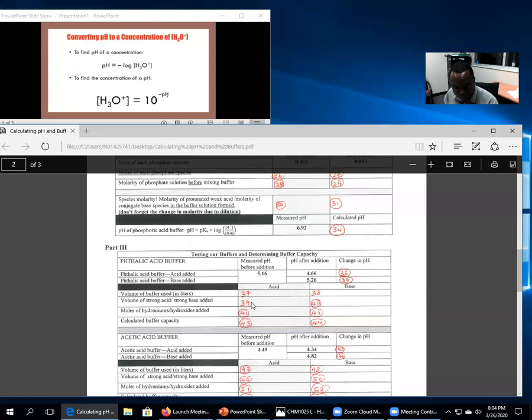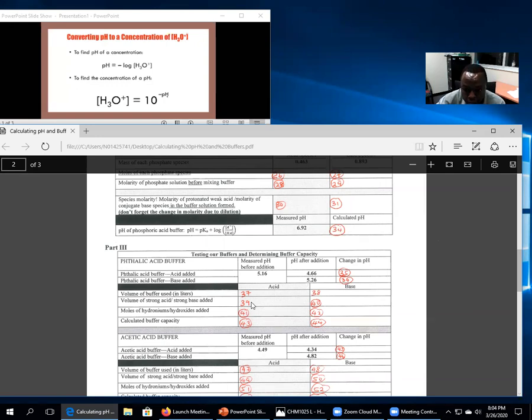All right, that's 37, 38. Volume of the strong acid, strong base added, total number of moles of hydroxide added, calculate the buffer capacity. If I look at that value there, since some values are missing in there, I got this data from an instructor teaching the same course.